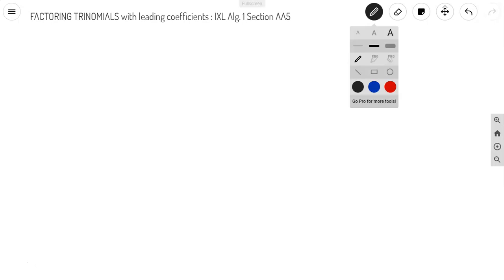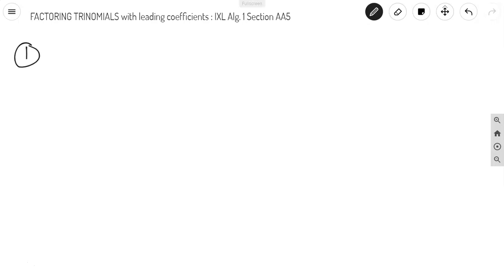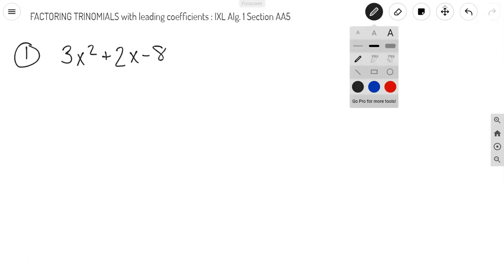So we're going to start with an example. We're going to do 3 examples now. My first example is 3x squared plus 2x minus 8. Now, I teach a method called slip and slide. What that means is when I have a number in front, like 3, I'm going to do this method.